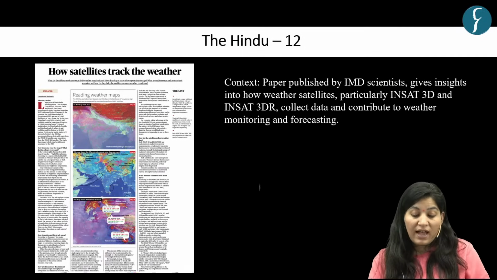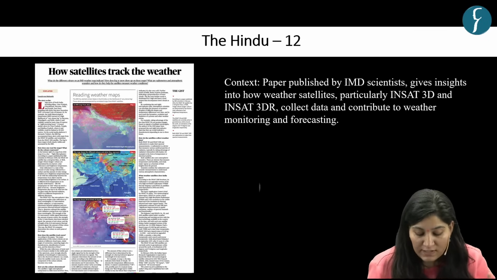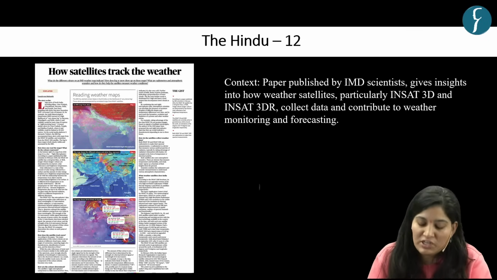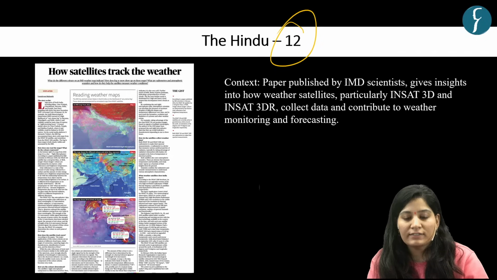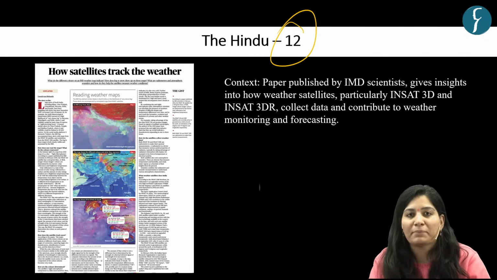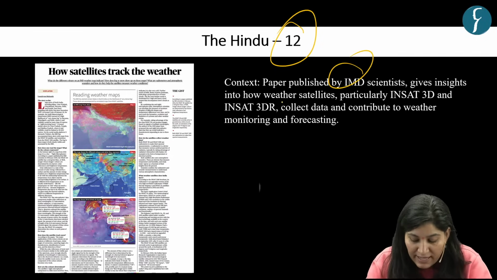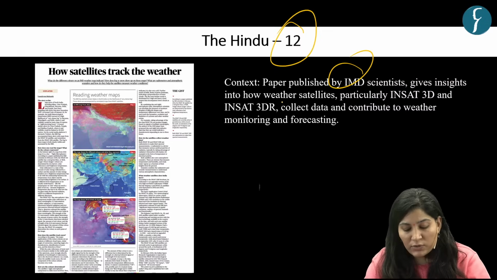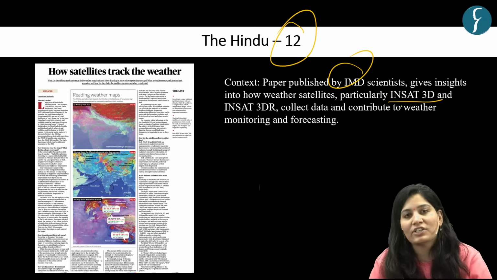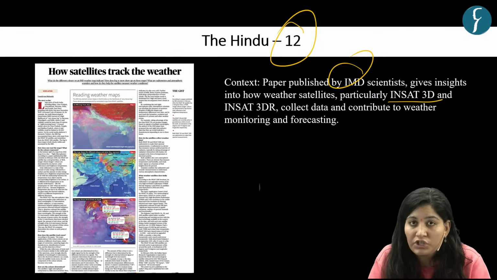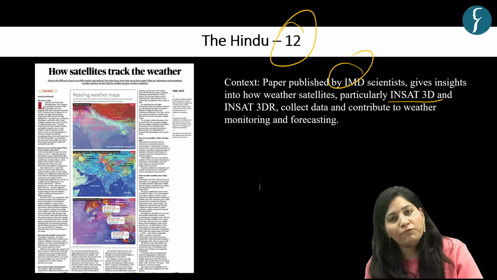So our next question is based on this news article, which appeared on page number 12 in The Hindu newspaper. Context is that this article is based on a paper published by IMD scientists, and it gives insight into how weather satellites, for example INSAT-3DR, collect data and contribute to weather monitoring and forecasting.